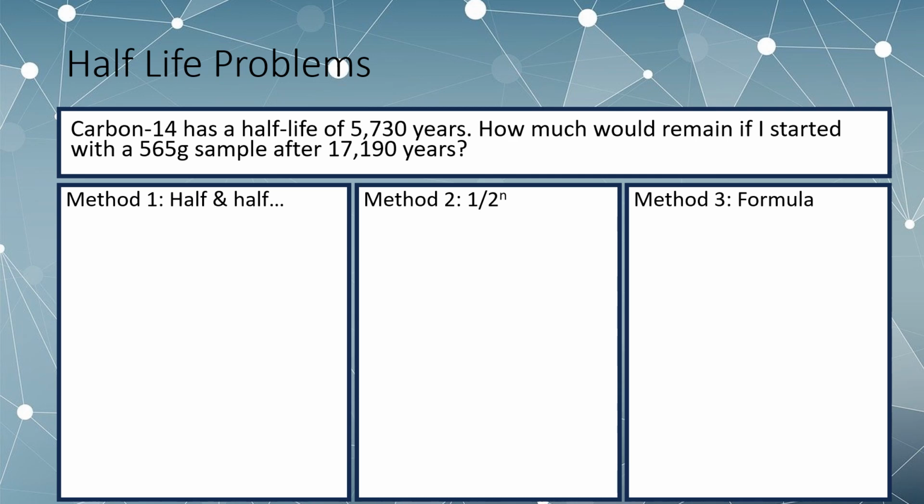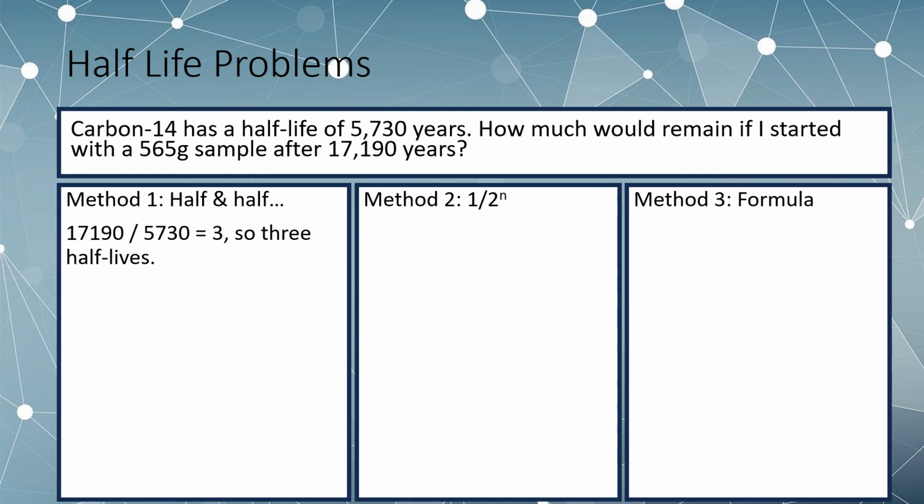So, let's start with our first method first, half and half and half again. We first need to figure out how many half-lives it's gone through. So we take our total number of years, 17,190, and divide that by our half-life, in this case, 5,730. We can keep it in years because they're both in years. Obviously, you need to make sure they're in the same unit before dividing. So this equals 3, so it's gone through 3 half-lives.